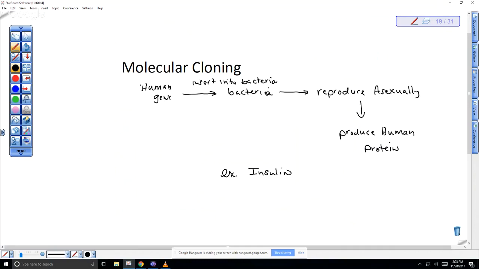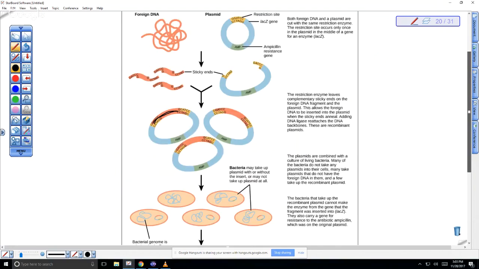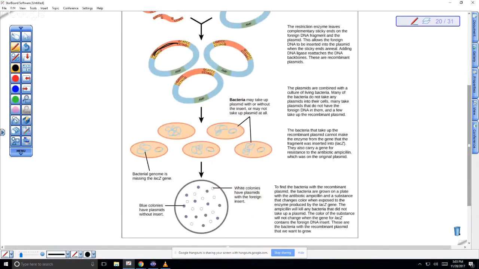And in your book, there's a diagram of this. So this is my foreign DNA. This would be my human gene, and we put the gene into the circular DNA of the bacteria. We allow the bacteria to reproduce, and then we figure out which ones have taken up the DNA, and then we let them reproduce, and they will eventually produce human protein. That's a way that we can clone human protein, through the use of bacteria.